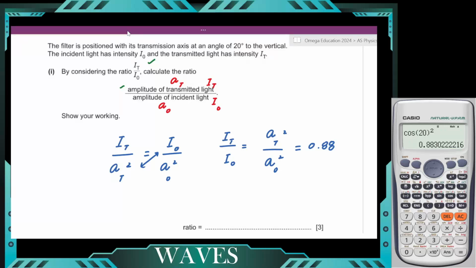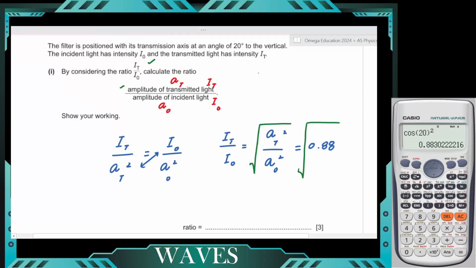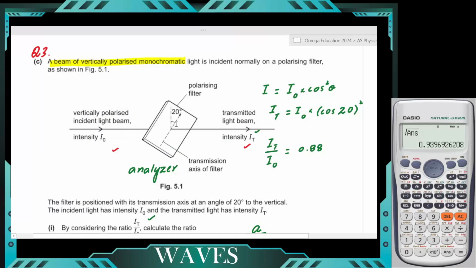So hence I'm going to take square root on both sides. If you take square root on the left side, you'll be left with this, and the square root of 0.88 equals 0.9396. So it would be 0.94, which to 2 significant figures can be written as 0.94. And the polarizing filter is placed at 20 degrees.